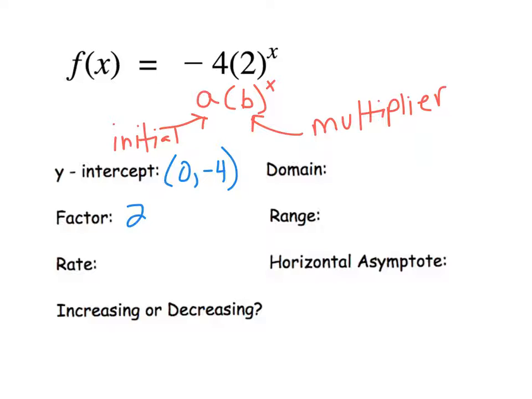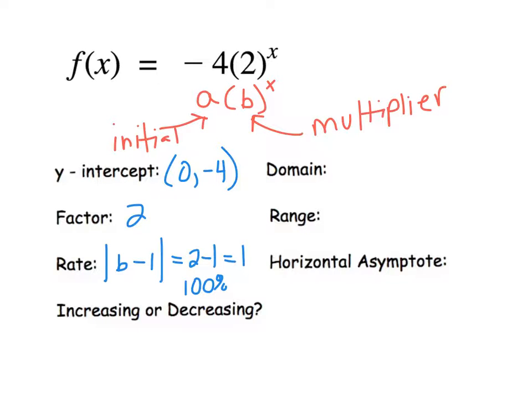Now sometimes we're talking about what the rate of increase is or what the rate of decay is. So we need to know our rate. And our rate is always the absolute value of our b minus 1. So b minus 1, we've got b is 2 minus 1 equals 1. So my rate is either 1, or I could also put it in percents. It's 100%.